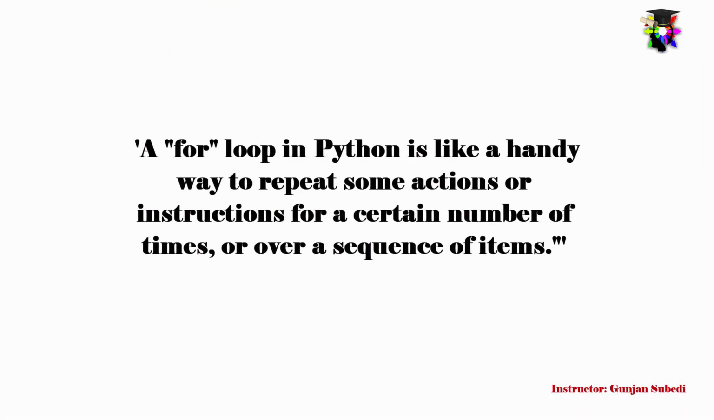A for loop in Python is a handy way to repeat some actions or instructions for a certain number of times or over a sequence of items. It's like telling the computer, hey, do this thing for each item in this group.